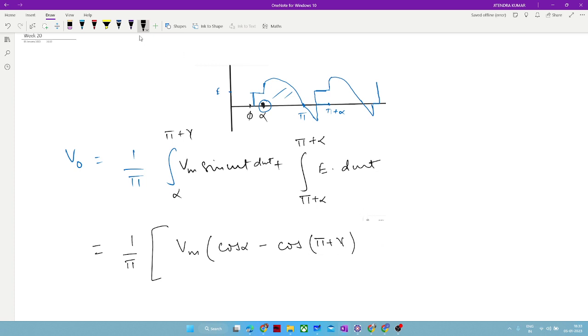Okay, that will lead to minus cos gamma. Cos pi plus theta is minus cos theta, plus E into pi plus alpha minus pi plus gamma, it should be minus pi plus gamma. So this is your average voltage expression.